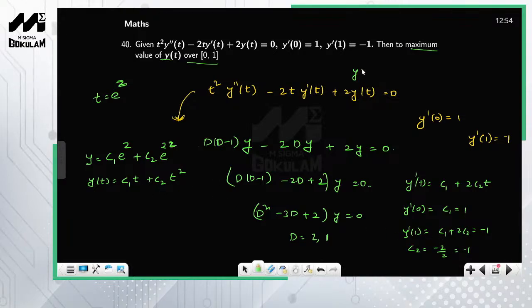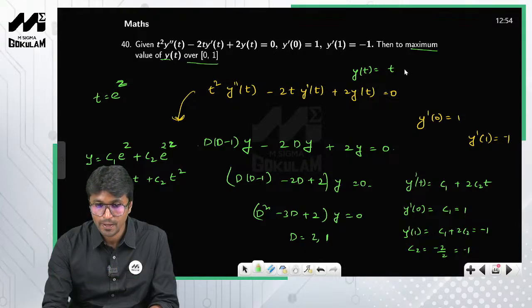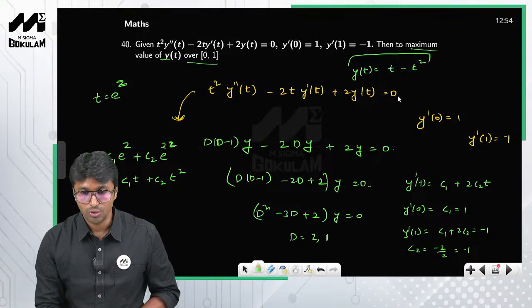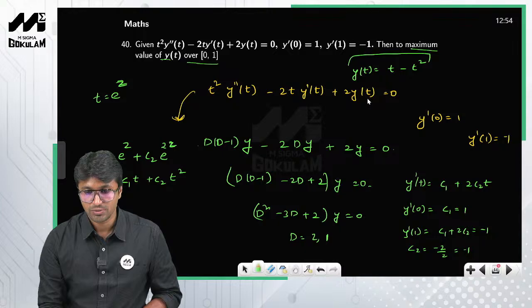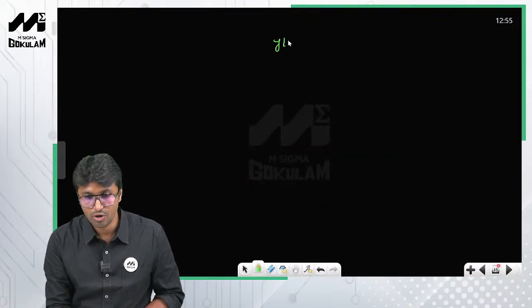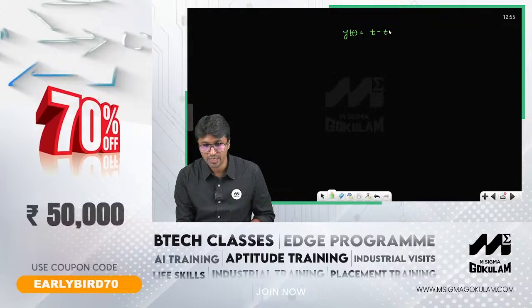So therefore I got the values of c1 and c2. So therefore y of t is equal to, look at this one, c1 is 1, so therefore t, c2 is minus 1, so therefore minus t square. So now it is straightforward, right? So y of t is equal to t minus t square. So all you need to do is find the maximum value. So how do you do this? y of t is equal to t minus t square.